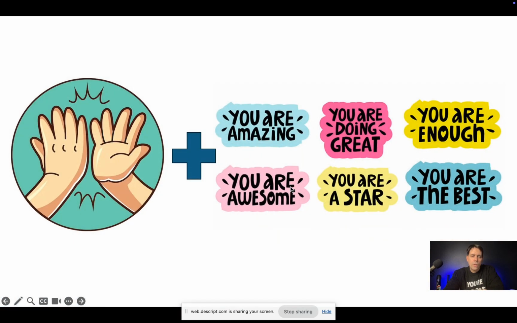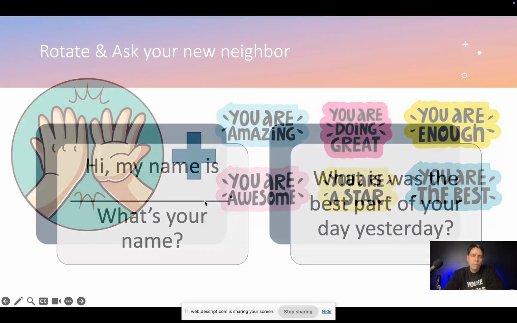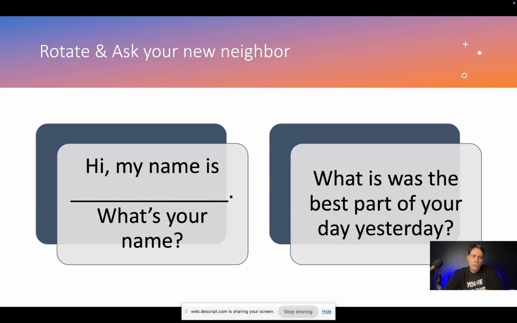Then let's go on: high-five your neighbor, tell them one of these compliments, and we are going to move up a seat. When you get to your new seat, say, "Hi, my name is Tom. What's your name? What was the best part of your day yesterday?" So I will rotate students, and we come up with some kind of rotation. If yesterday I had students on the right move up, today I might say students on the left move up, and just do it a little differently, whatever your seating chart is.